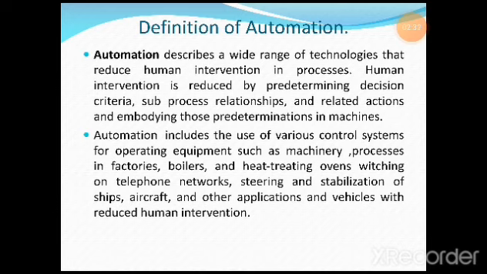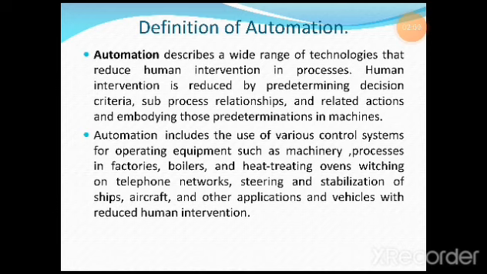Human intervention is reduced by predetermined decision criteria, sub-process relationships and related actions, and embodying those predeterminations in machines. So it is necessary to know first how much involvement of a human operator is required, what processes are being carried out, and what the flow of the product is. All these things are clearly worked out by the process planning department, and according to that the process takes place. The main objective is to see that human intervention is very, very less. That is why we can define it in this way also.